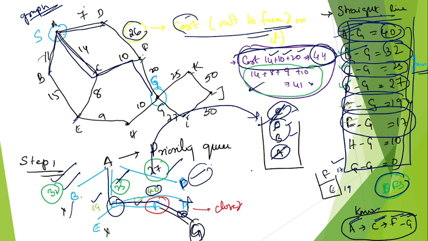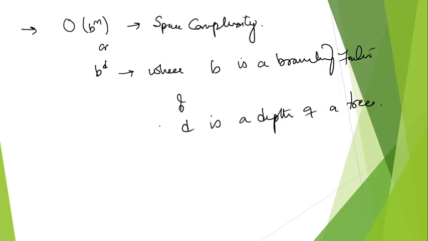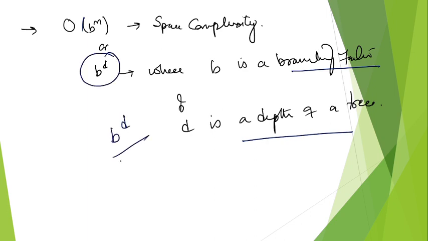This is best first search, and the space complexity is omega of B to the power of M, or omega of B to the power of D, where B is the branching factor and D is the depth of the tree. So do remember, the space complexity is B to the power of D, where B is the branching factor and D is the depth of the tree.